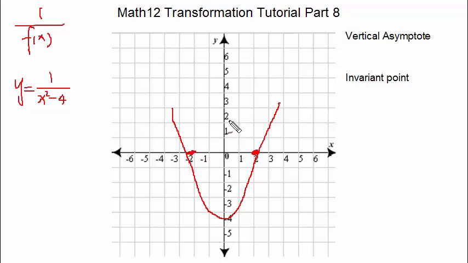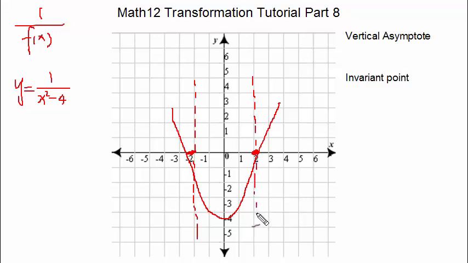Alright, so think about this. On the original function x squared minus 4, the x-intercept is whatever x makes y equal to 0. However, if y equals 0, the entire f(x) equals 0, so we have a denominator equal to 0 in the reciprocal, which is not good. So the x-intercepts are going to become our vertical asymptotes. That means x equal to -2 and x equal to +2 are vertical asymptotes.